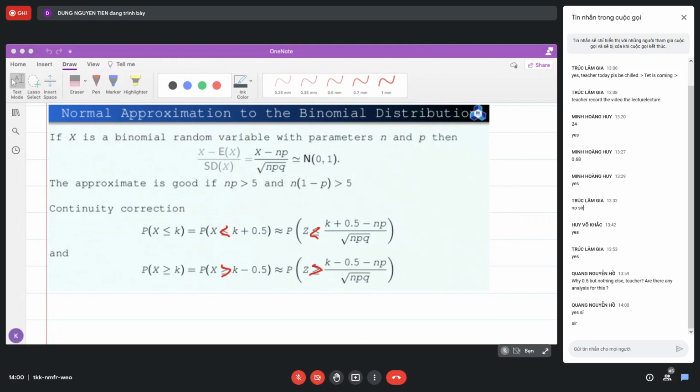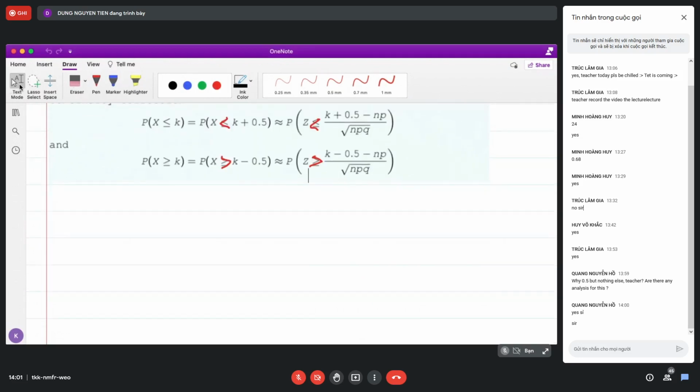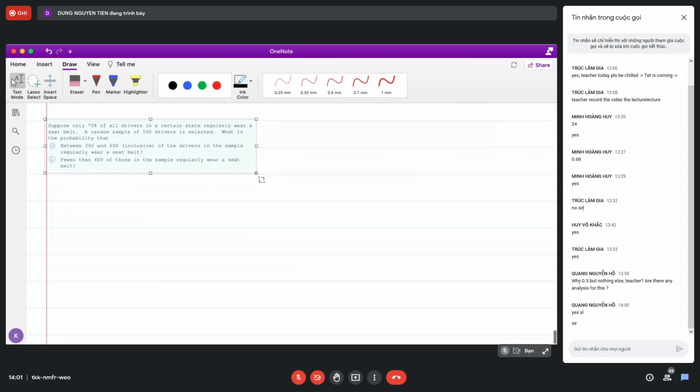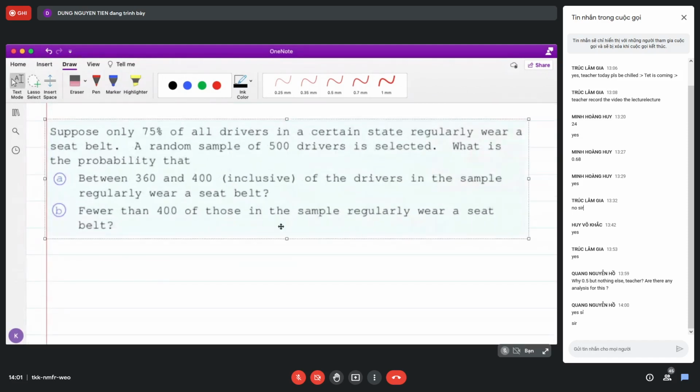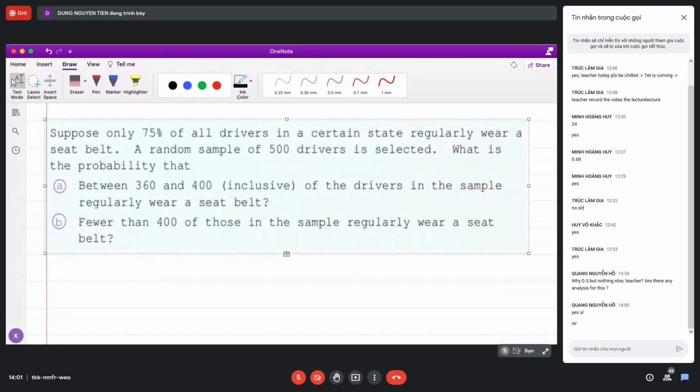All right, let's consider this example. Suppose only 75% of all drivers in a certain state regularly wear a seatbelt. A random sample of 500 drivers is selected. What is the probability that between 360 and 400 inclusive of the drivers in the sample regularly wear a seatbelt?